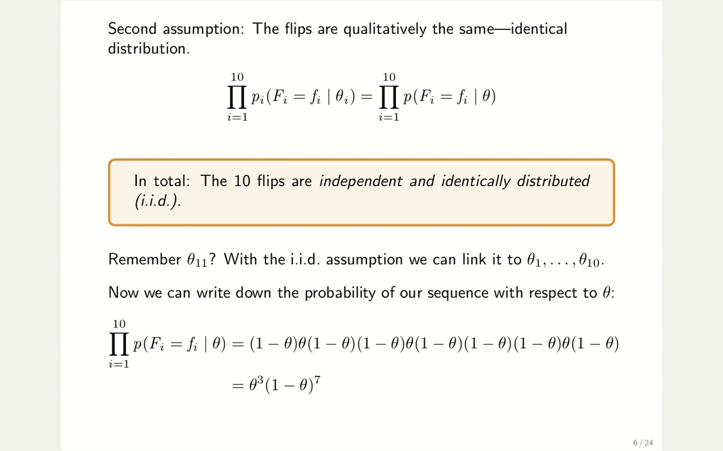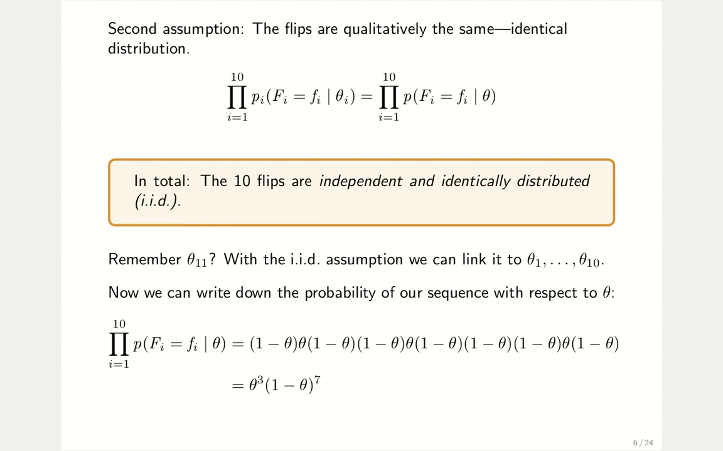So we found that independence simplifies our likelihood model, but the problem is we still had no connection to theta 11. And we also had no connection between the theta 1 through theta 10. But we also said that these coin flips, they are happening under similar circumstances. So that makes the second assumption reasonable, which is called identical distribution.